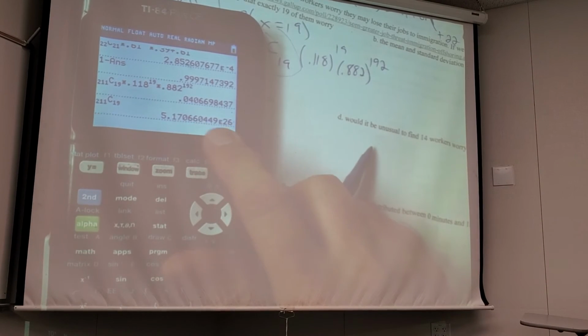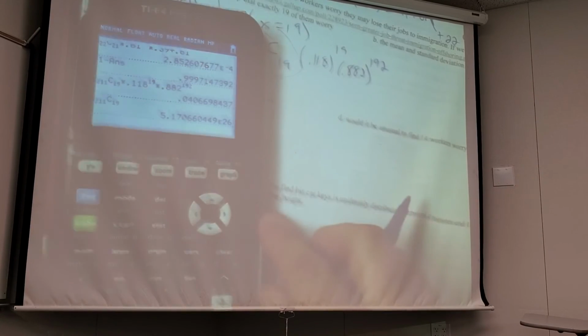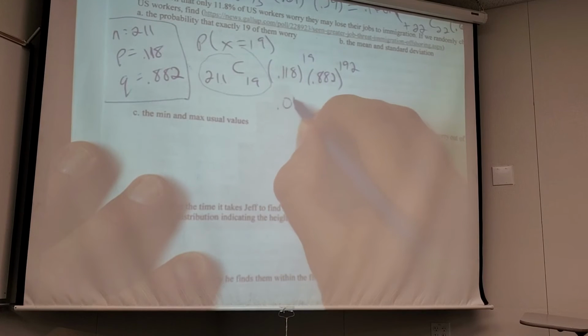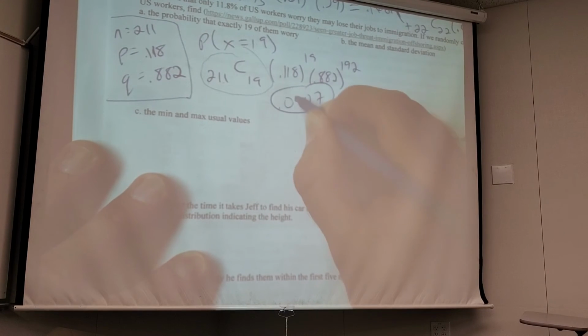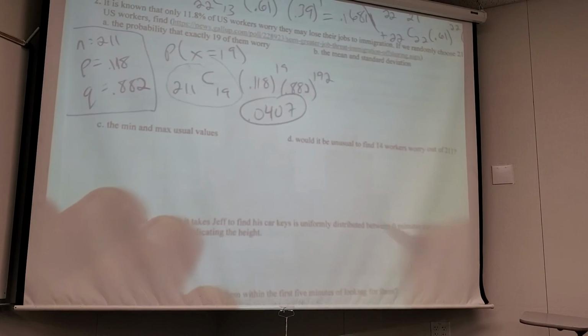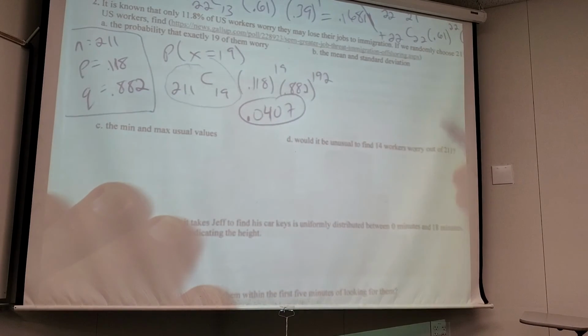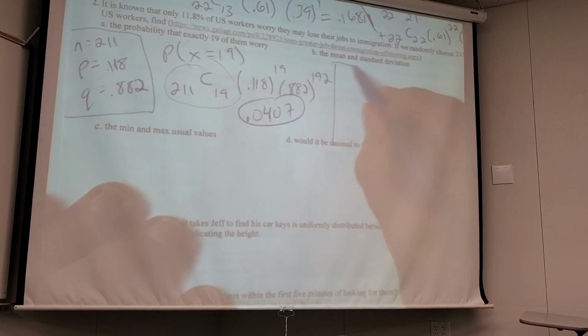So if I ask you to make that list, you are allowed to just kick me. That would take a long time. So what do you get? You get 0.0407, roughly. And then of course, how do I do this?